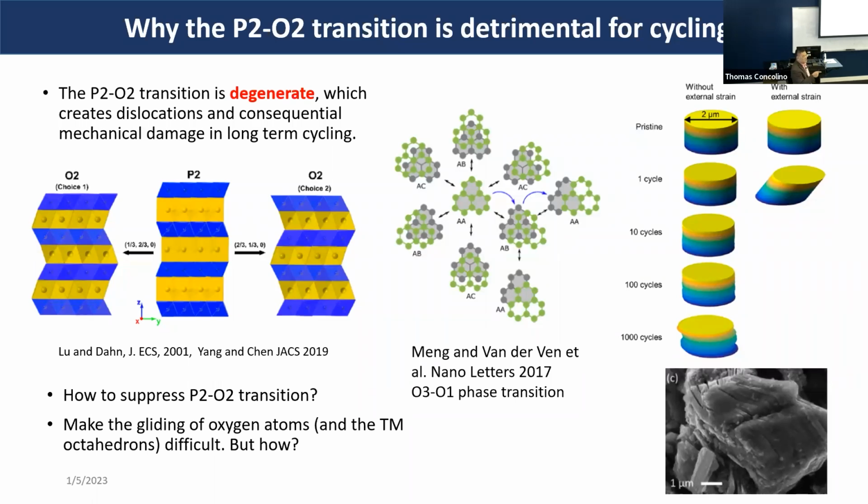If it happens over and over, gradually the particle breaks like this. You can have bulging-out edges, and later micro cracks open up. This is because of this kind of phase transition. So the phase transition is bad. Our strategy is to try to eliminate this phase transition from P2 to O2 if possible. We want to eliminate that.